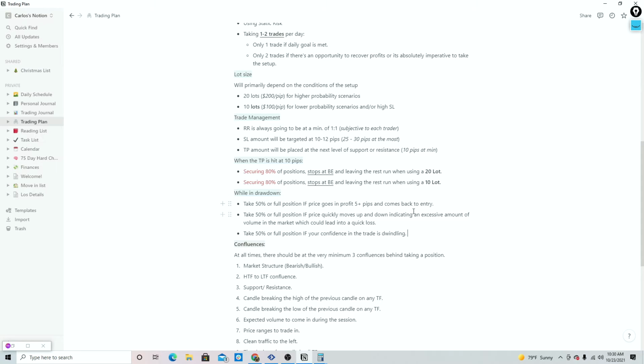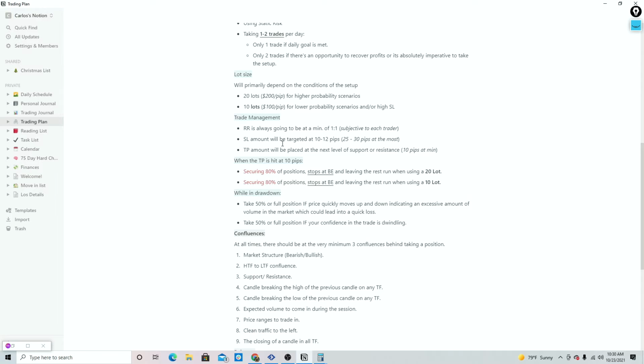So I feel like I'm gonna take this off, right? Let's see. Take 50% or full position if price quickly moves up and down, indicating an excessive amount of volume in the market, which could lead into a quick loss. Yeah, okay, this makes sense.